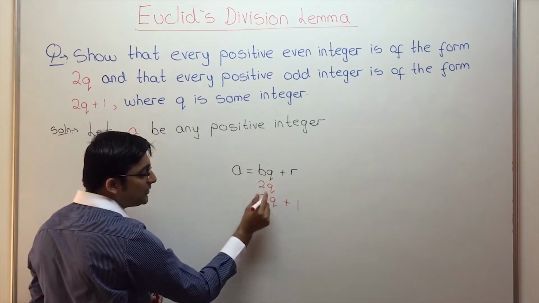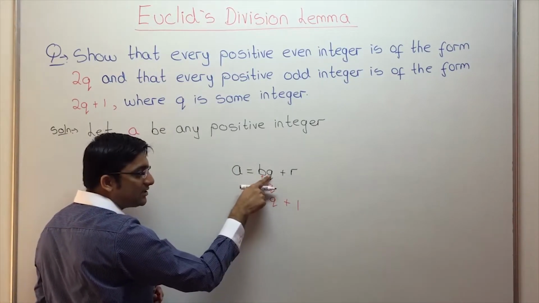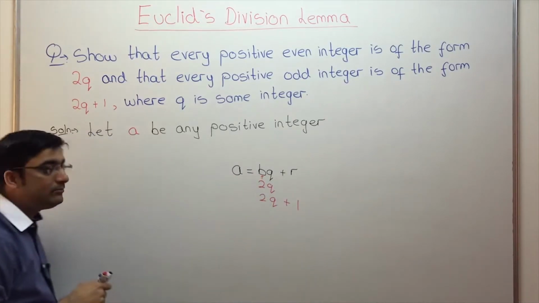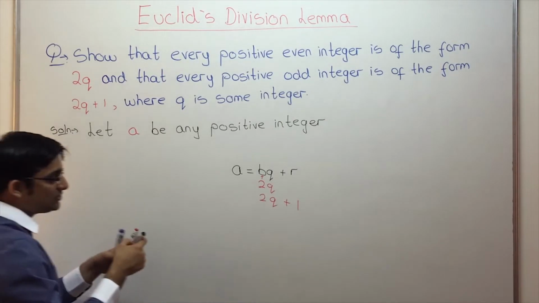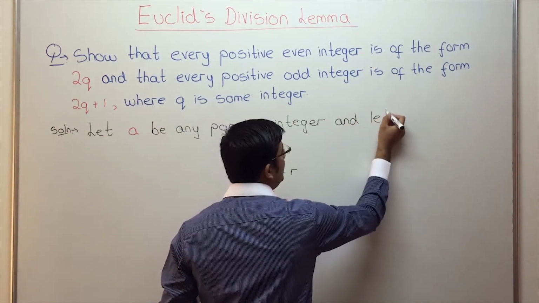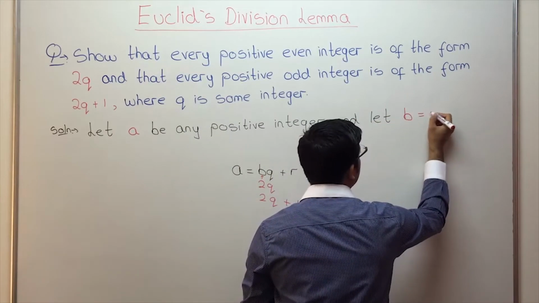So if you compare these two expressions, what do we observe? The value of b is 2. What is b? It is the coefficient of q. So here 2, here also 2. So let b be equal to 2. So let a be any positive integer and let b be equal to 2.